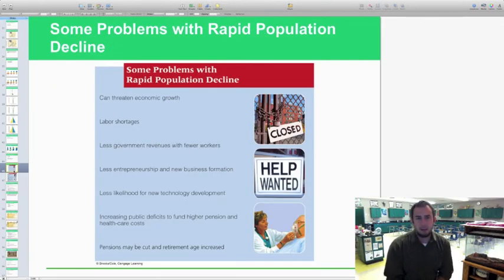This is just some problems, again, with rapid population decline. It can threaten economic growth, cause labor shortages, less government revenue from workers, and less entrepreneurship and new business formation, because we're not really having anybody step in and take over. There's less likelihood of new technology being developed, and increasing public deficits to fund higher pensions and healthcare costs. Basically your economy could go down the chute, which is a bad thing.